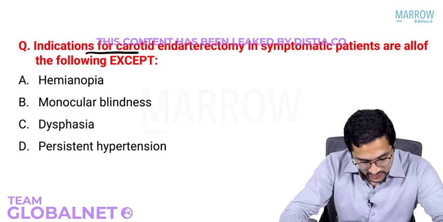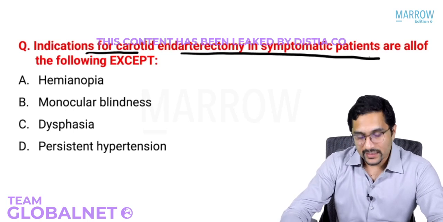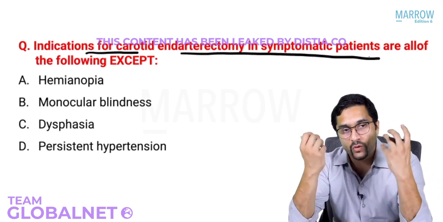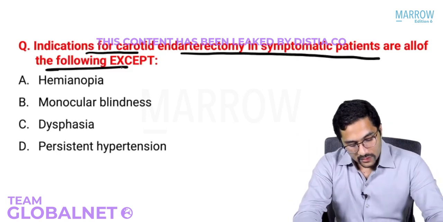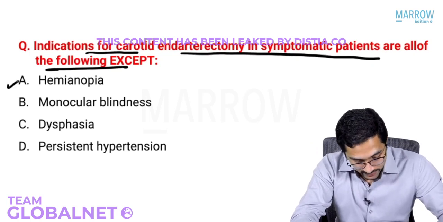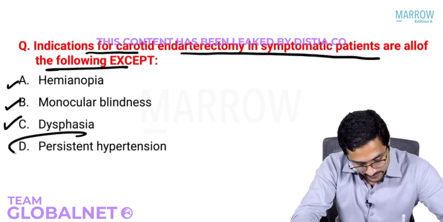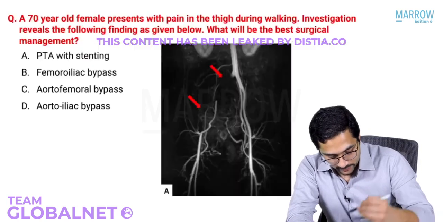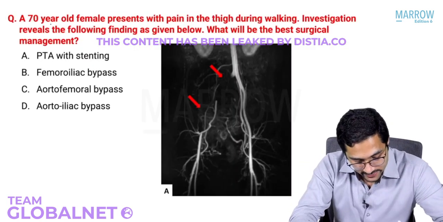All are indications for carotid endarterectomy, except. So that is the surgery which is done, carotid endarterectomy. That means you have to remove that thrombus. All of the following are indications except: hemianopia is an indication, monocular blindness is, dysphasia is, persistent hypertension is not an indication, right? So persistent hypertension is not an indication. This question was asked in the INI CET exam.